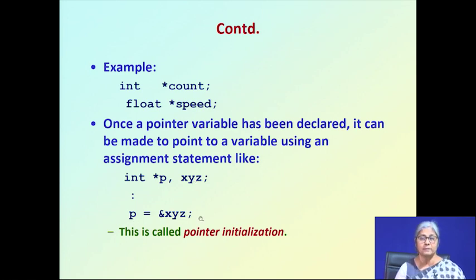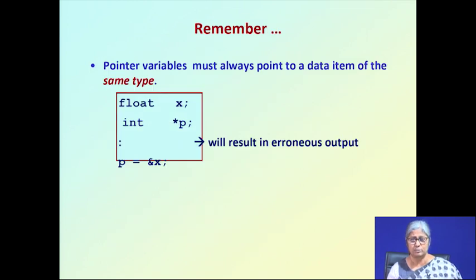We give p equal to &xyz, that means p is pointing to xyz since both have the integer type. So it is a match; it is called pointer initialization. We read all those things. See here, float x and int *p. If I give p equal to &x, this is a mistake because the data types are different. A pointer points to a variable, and the data type of the variable and the data type of the pointer must be the same, otherwise it will be an error. This is an erroneous output.